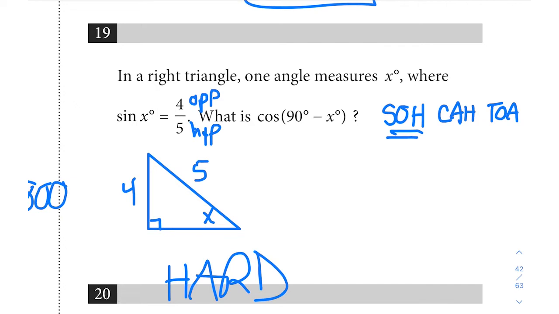Now we have to figure out the cosine of 90 minus x. And this is something where it's often forgotten. This can actually be treated as an identity. And if you recognize the identity, you don't even have to draw out the triangle. But with our triangle in front of us, I'll show you where the identity comes from.